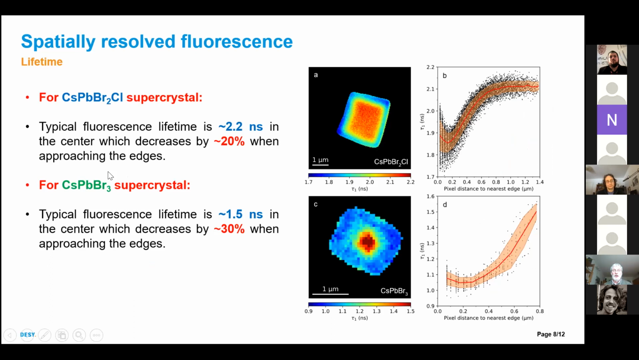Also, it was interesting to study the lifetime. For this system, the typical fluorescence lifetime is 2.2 nanoseconds in the center, and it decreases by 20% when you approach the edges. And for the green sample, the typical fluorescence lifetime was 1.5 nanoseconds in the center, but it decreases by 30% when approaching the edges.